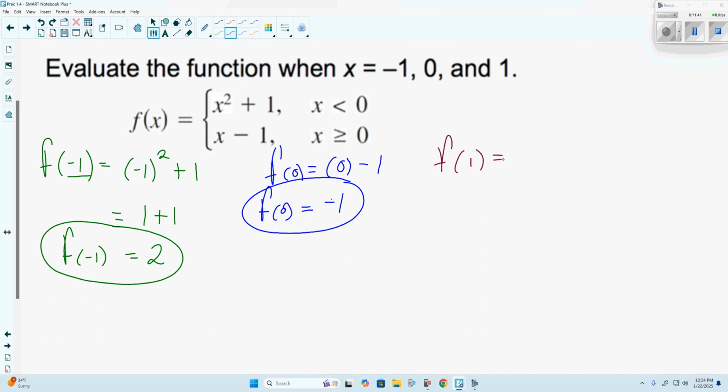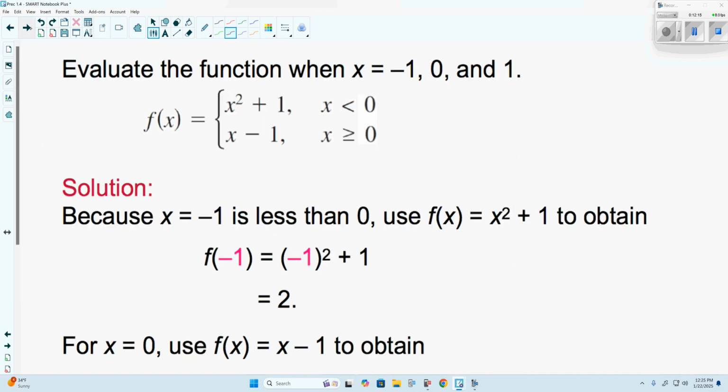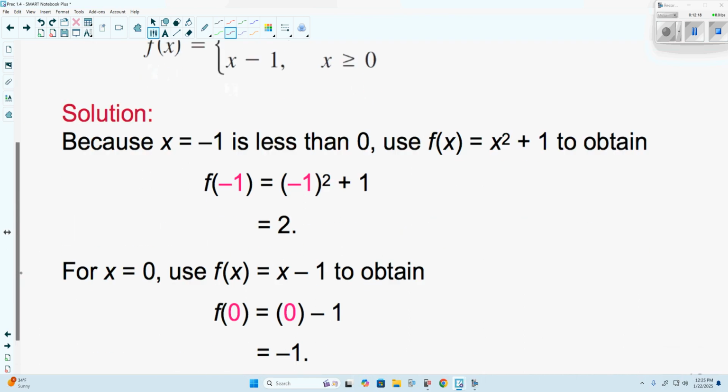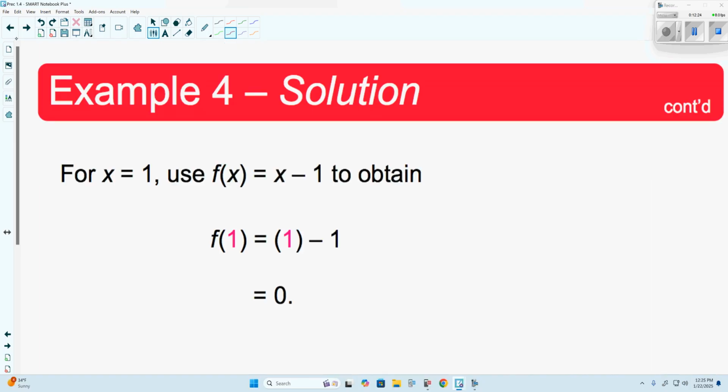Let's look at the last one, f of 1. Is 1 less than 0 or greater than or equal to 0? It'd still be greater than or equal to 0. So we're going to plug it into our x minus 1, which tells us that we have 1 minus 1, and 1 minus 1 is 0. Questions on our piecewise function? And they did the exact same thing we did. You got 2, negative 1, and 0.